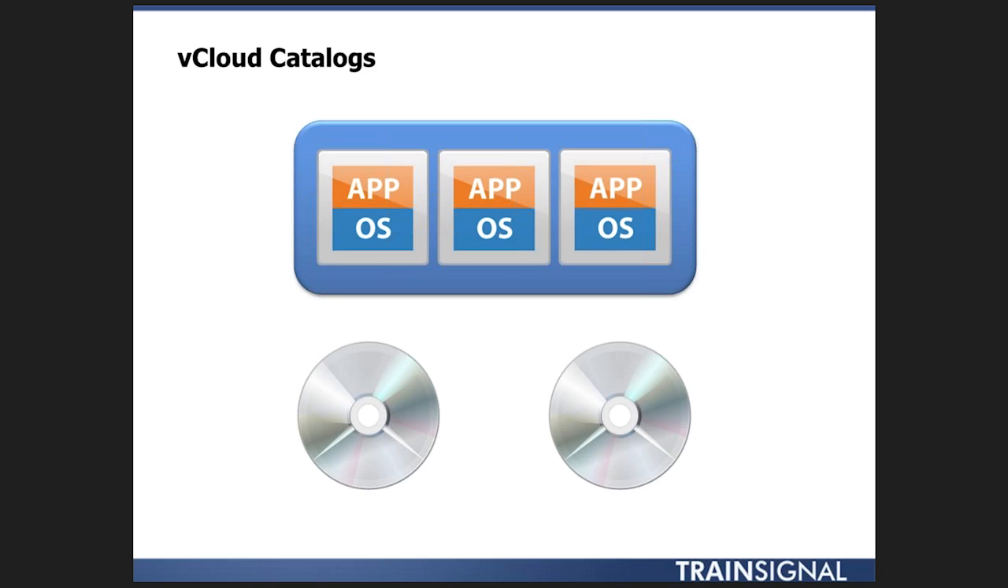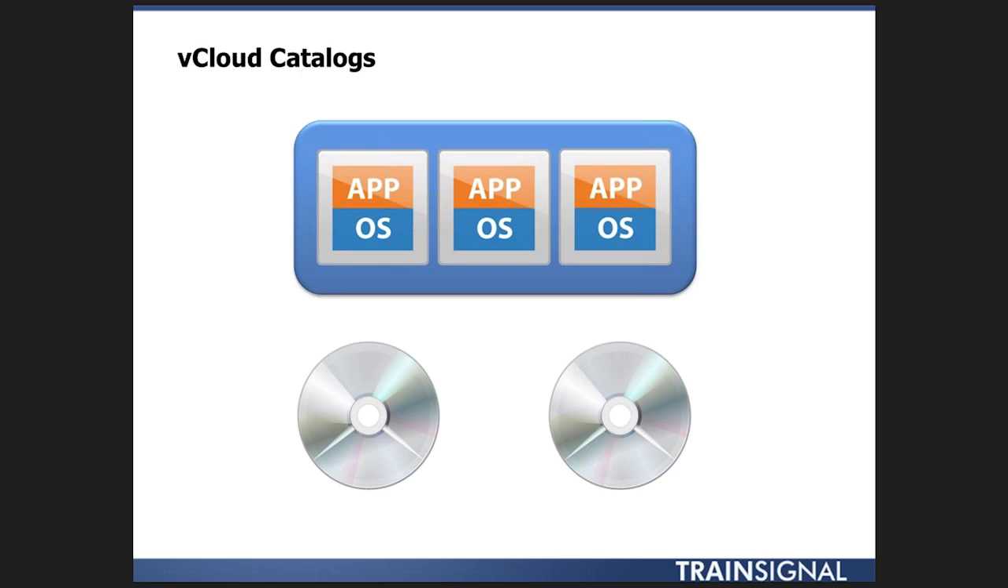vCloud catalogs also allow you to upload application or OS media in the form of ISO files or even floppy files, which is a little antiquated, but I suppose I can see the need for that. After I upload an ISO image of a CD or a DVD, I can simply attach that media to a virtual machine and go forth and install the operating system or application.